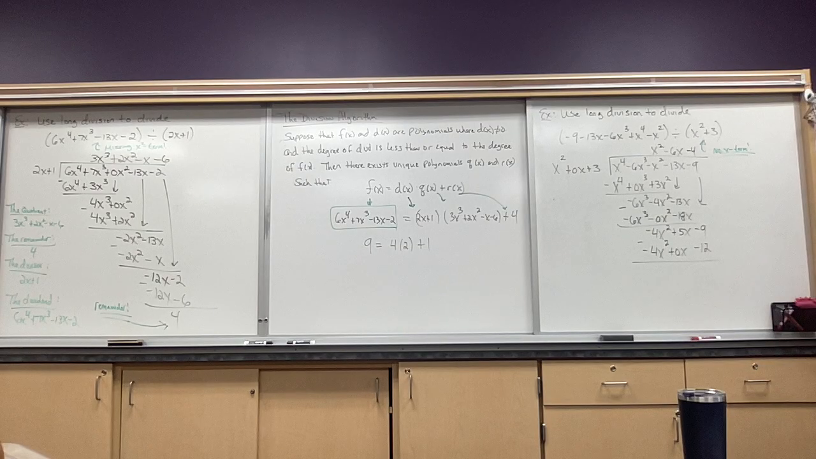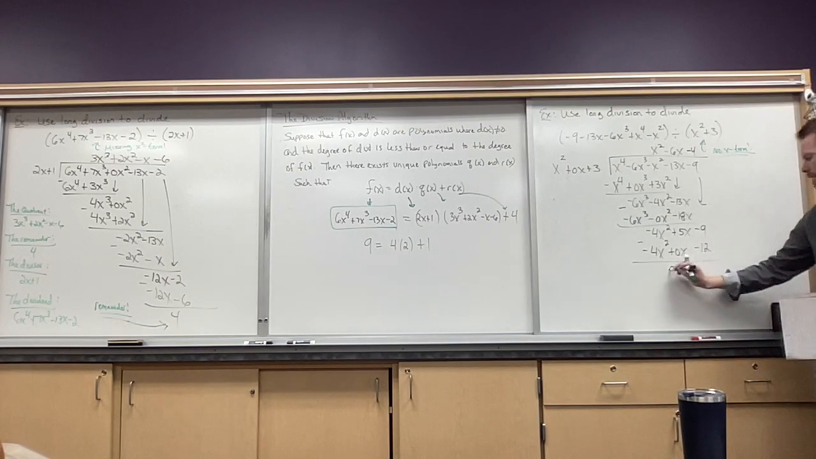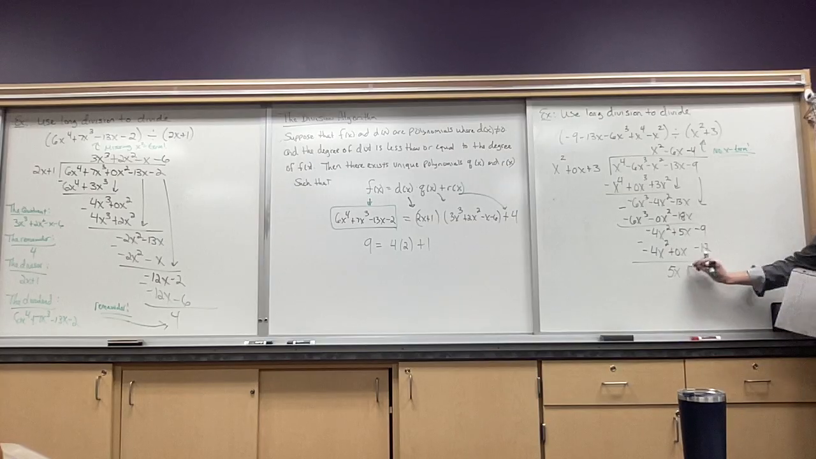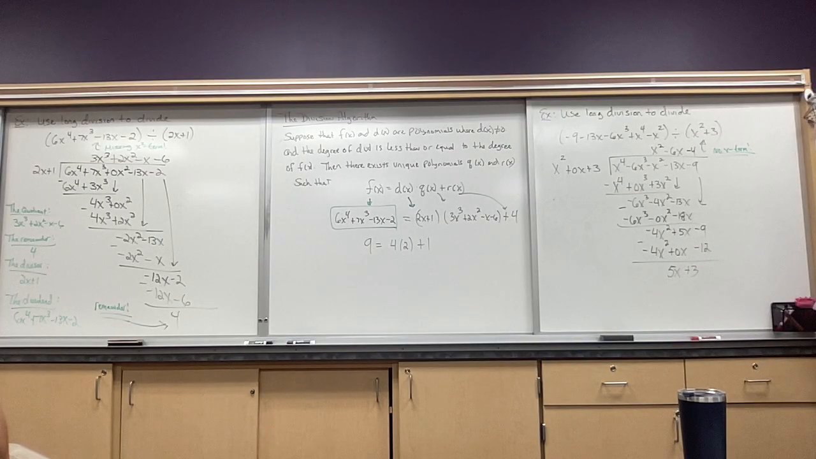So the first term cancels. This will just give me a 5x. And then negative 9 minus a negative 12, so that would be what, a plus 3. So this has a remainder, which isn't a bad thing.